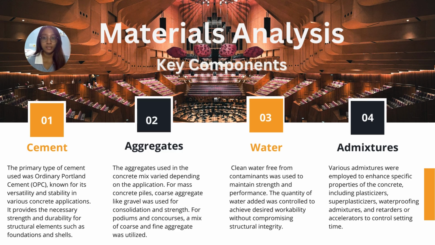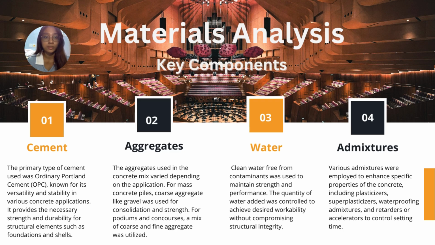First, we have cement. The primary type of cement used was ordinary Portland cement, which we call OPC, known for its versatility and stability in various concrete applications. It provides the necessary strength and durability for structural elements such as foundations and shells. The aggregates used in the concrete mix varied depending on the application. For mass concrete piles, coarse aggregate like gravel was used for consolidation and strength. For podiums and concourses, a mix of coarse and fine aggregate was utilized.